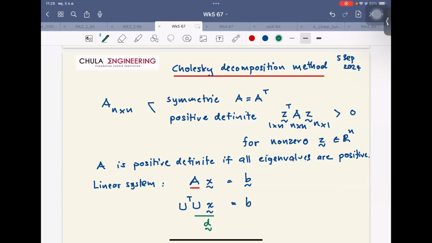Now we have the two systems. U transpose D equal to B.